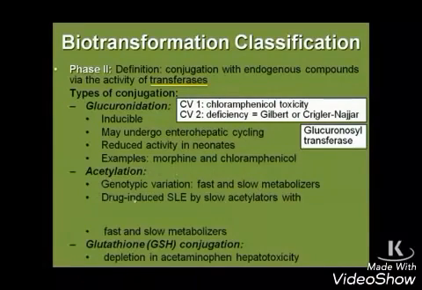And importantly, you can get a drug-induced SLE, a drug-induced lupus, if you're a slow acetylator and you take certain drugs. And hydralazine is one very important drug here. Hydralazine, of course, is a vasodilator used in severe hypertension. You also have to worry about drug-induced SLE with procainamide, the antiarrhythmic, and isoniazid, the TB drug.